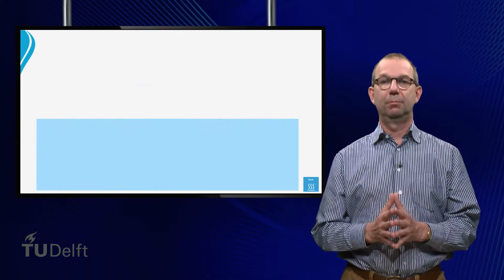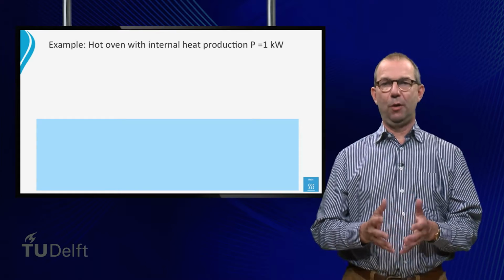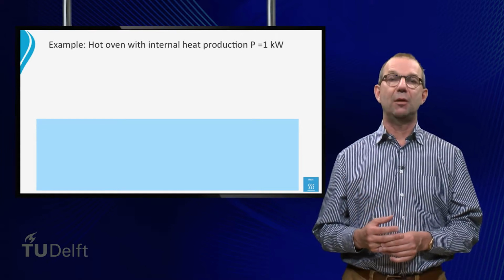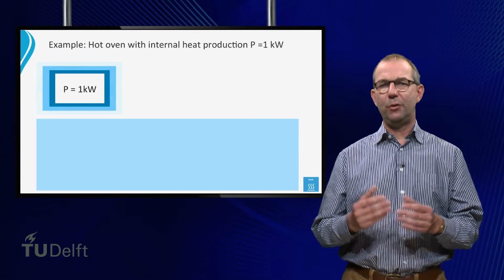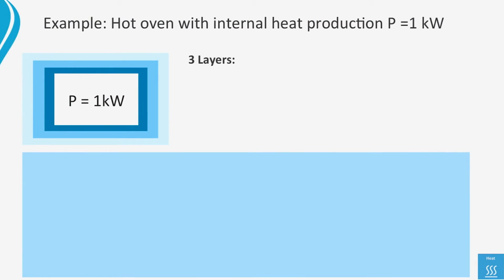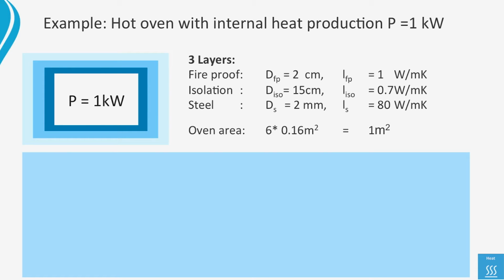Time for an example, to see how we can use this in practice. Suppose we have an oven in which a heater is present that generates 1 kilowatt of heat inside the oven. The oven is a cube with a wall consisting of 3 layers. These layers have the following properties. The innermost one, the dark blue one, is made of fireproof stone that can withstand the aggressive conditions in the oven. The second, medium blue layer, is a thick layer of isolation material.